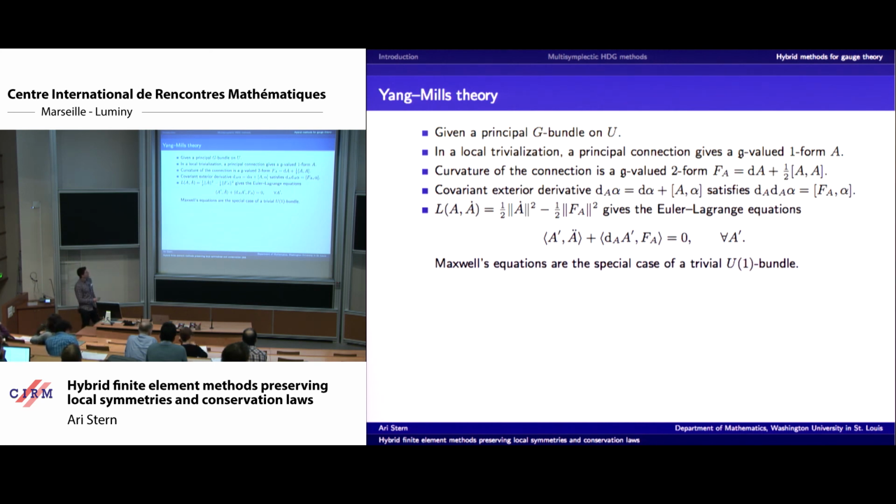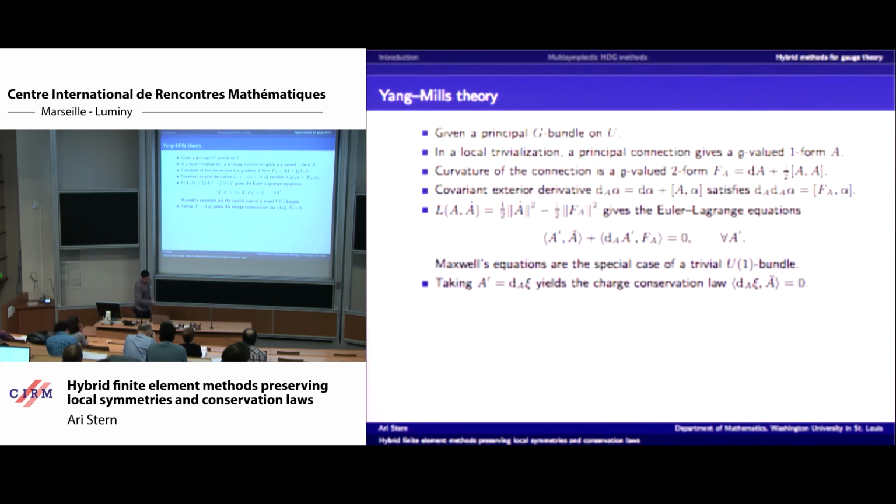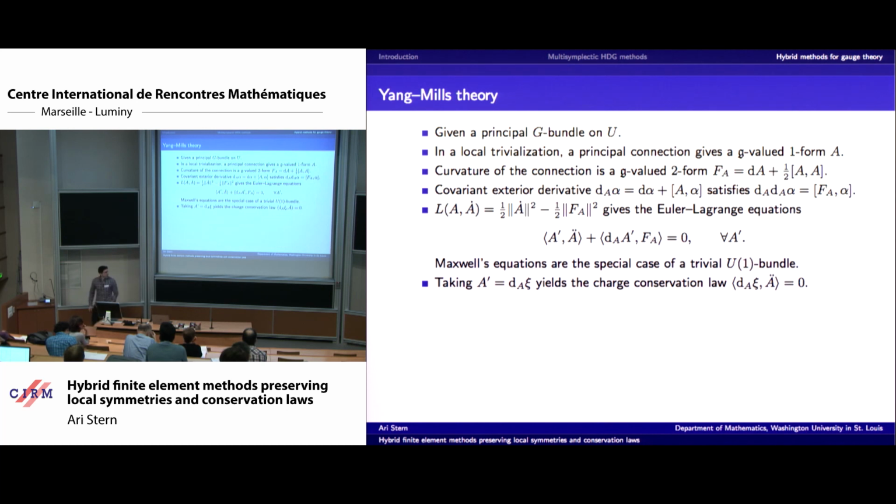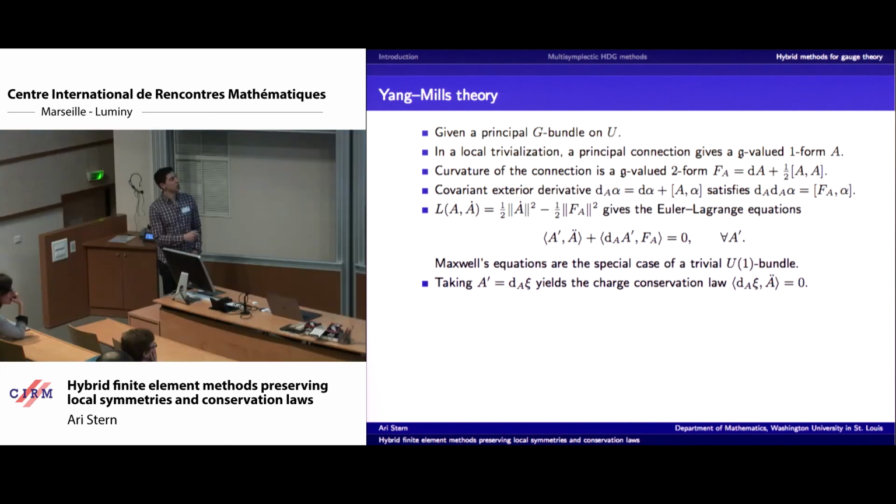Right, and Maxwell's equations are just the case where my principal bundle is a trivial U1 bundle. Because the Lie algebra of U1 is just the reals, I just have ordinary real valued one forms, which I can think of as vector fields. Here, if I take A prime as the covariant exterior derivative of a G-valued 0 form, I get this conservation law, which is sort of a version of charge conservation for Yang-Mills.